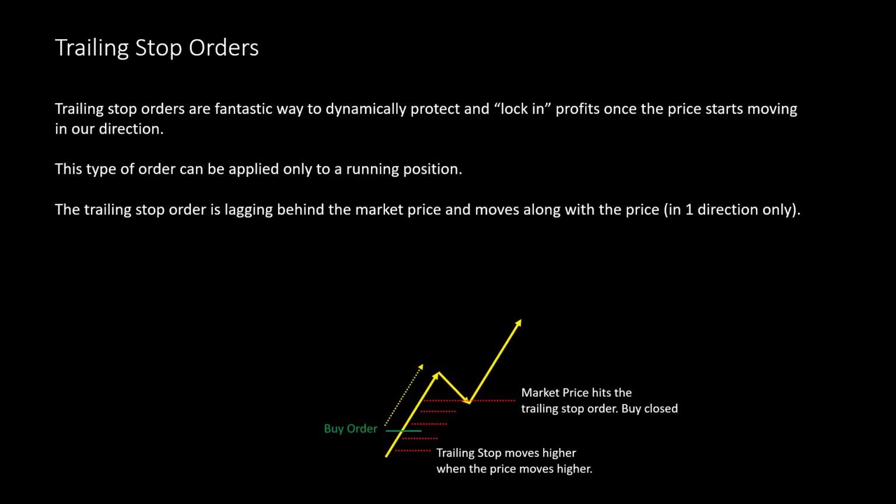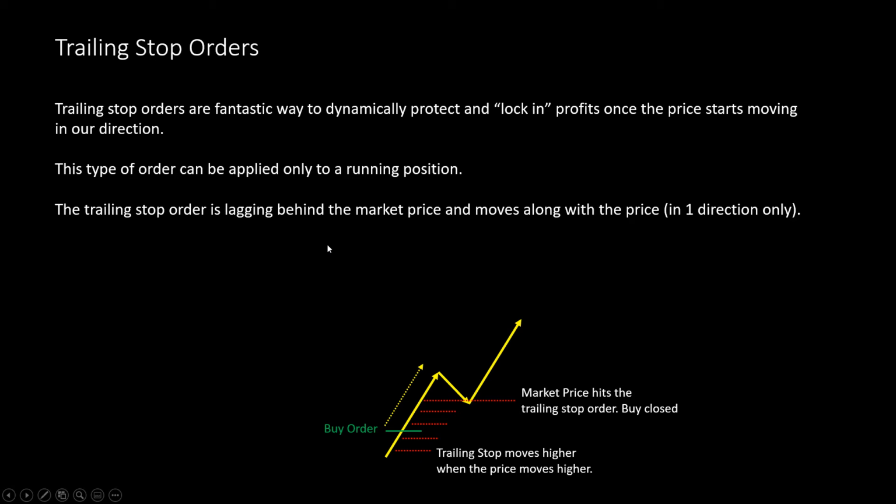Then we have a trailing stop loss order. The idea of a trailing stop loss is to move and upgrade, to have your protection level follow as the trend goes. These orders are a fantastic way to dynamically protect your trade and what we call lock in the profits once the price starts moving in your direction. This type of order can be applied only to a running position. Okay, so you can't put a trailing stop loss on a pending order. It's once the trade is on, you can apply the trailing stop loss.